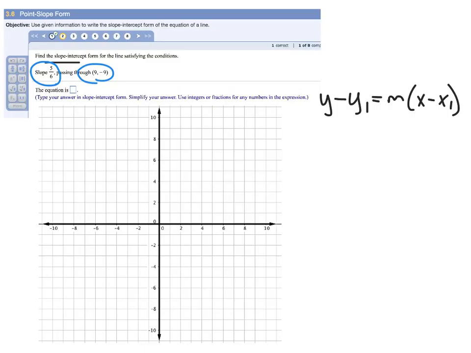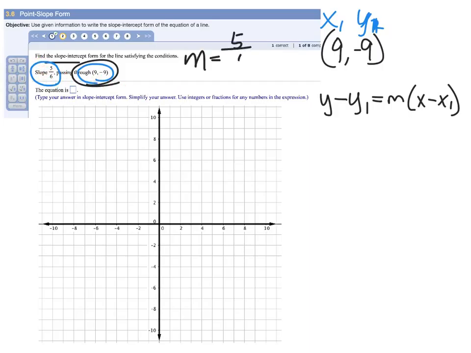All right, now remember, if 9, negative 9 is one of your points, because it says so right there, that means the 9 is your x1, and the negative 9 is your y1. So it's always x1, y1. Always, always. x1 comes first, y1 always comes second. And then we know the slope is right over here, 5/6. So slope is equal to 5/6. All right, so there's our two pieces of information, and we're going to substitute it into our equation.